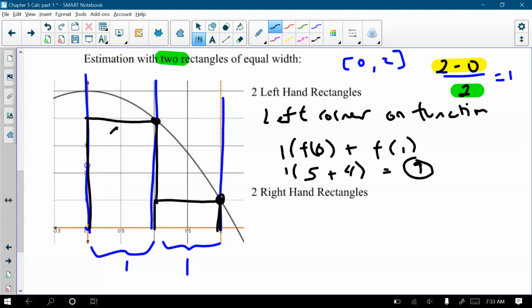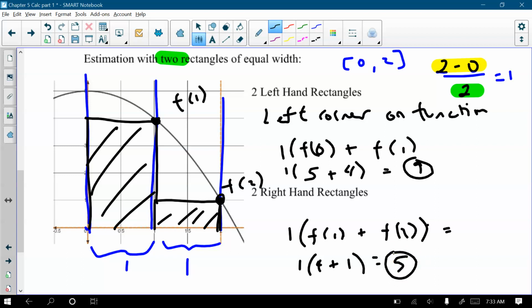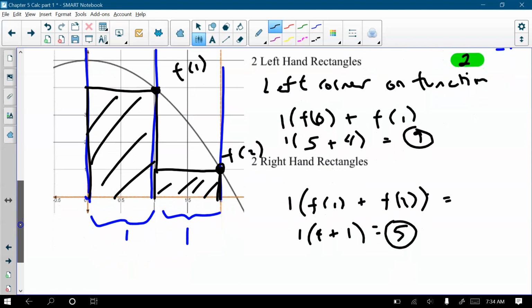Okay, so hopefully you were able to get your pictures for this. This is the area that I'm looking for. Still doesn't capture exactly the area that I'm looking for, but does a decent job. So I take the width, which was still 1, times, this time, my height is at f of 1 and f of 2. So let's add those up. Okay, f of 1 was 4. f of 2 is 1. And I get 5.